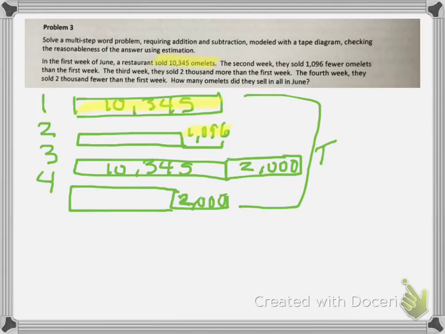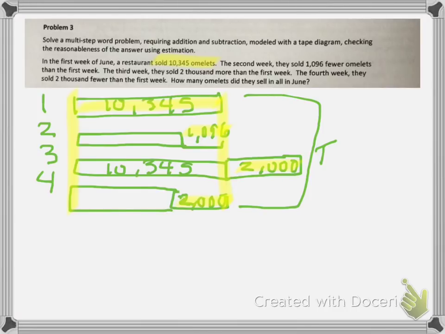And then the third week, they sold 2,000 more than the first week. So here's our 2,000 more. And the fourth week, they sold 2,000 fewer than the first week. So like I said before, I'm lining these up. Okay, we have to do a couple things. How many omelets did they sell in June? We have to find the total, but we're missing a couple numbers, so we have to go ahead and do some math to start us off.